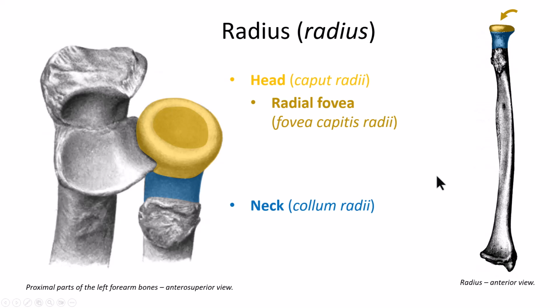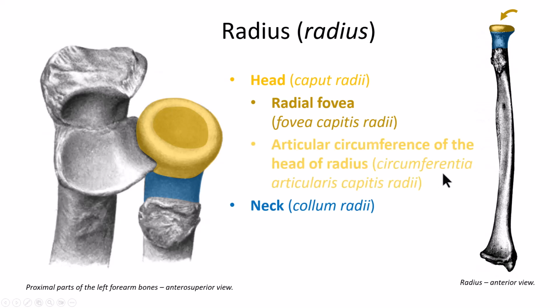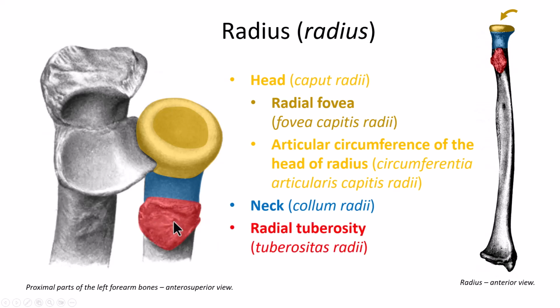The remaining part of the head of the radius forms the articular circumference of the head of radius, circumferentia articularis capitis radii. Something similar to what we discussed on the previous slide. This time this structure adapts to the radial notch of the ulna. Another analogy between the forearm bones is the presence of radial tuberosity, tuberositas radii. I marked it in red.